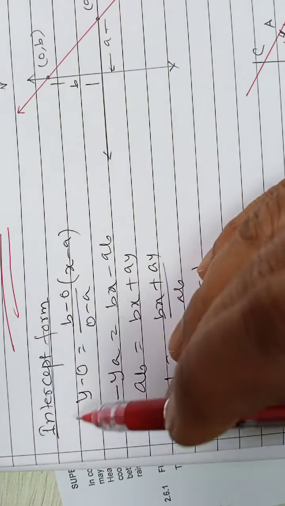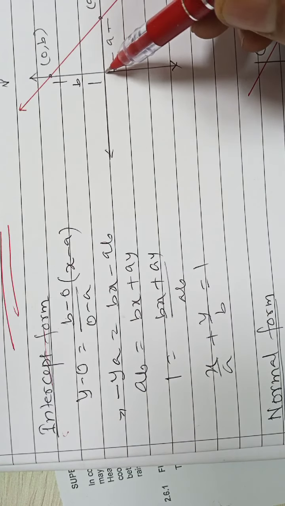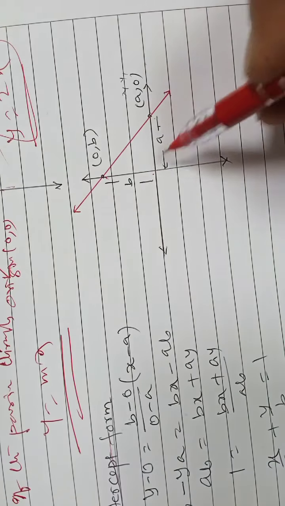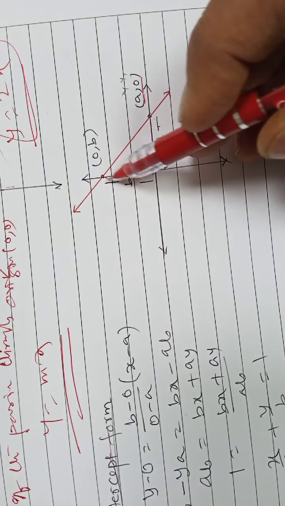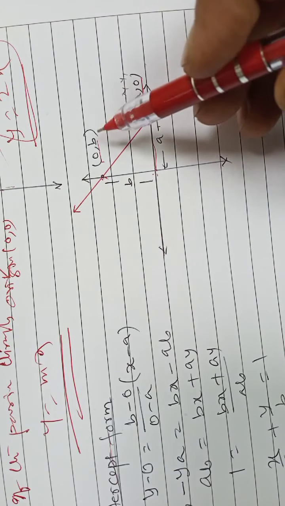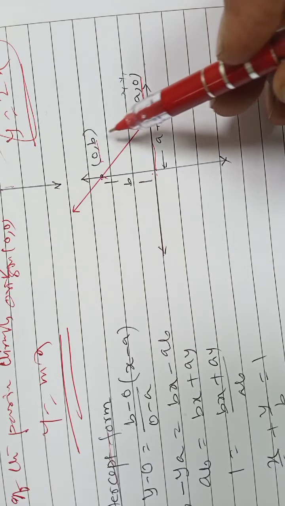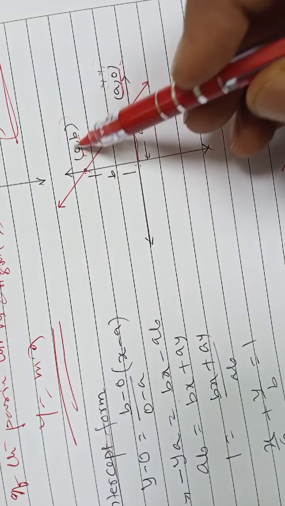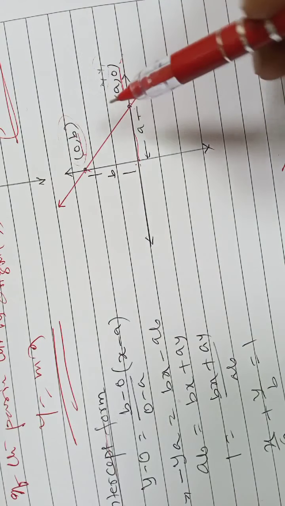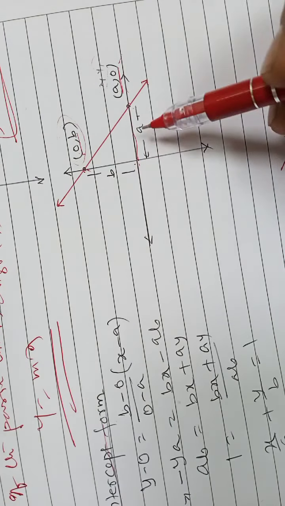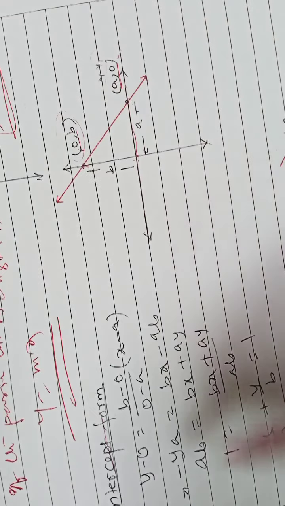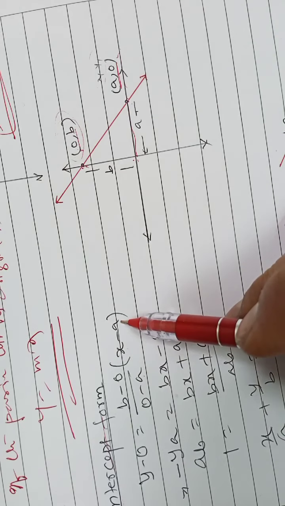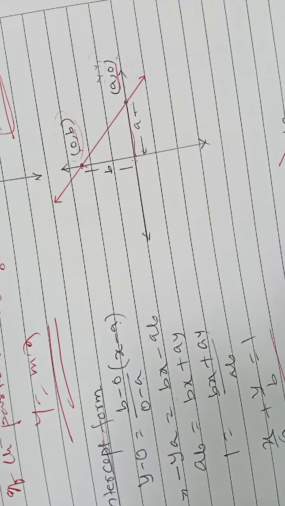Next, the intercept form. The equation of a line making an intercept a on the x-axis and b on the y-axis. If this is a, this point will be a, 0. If this is b, this point will be 0, b. Now using the two-point form, I am taking x1, y1 as this one and x2, y2 as this one. We can take it either way, no problem. So I have taken this one as x1, y1. So y minus 0, y2 minus y1, x2 minus x1, x minus a. And by calculating we get this.